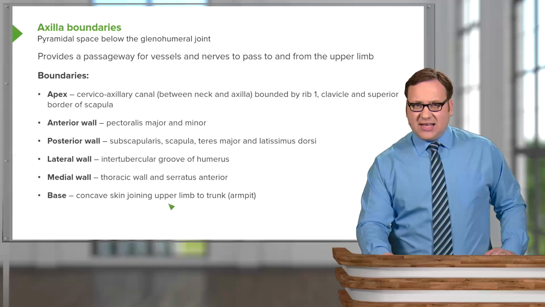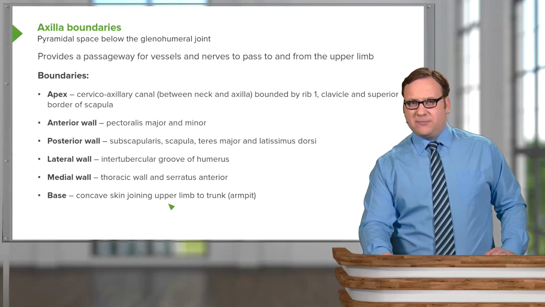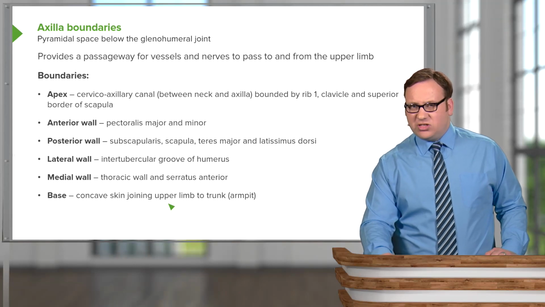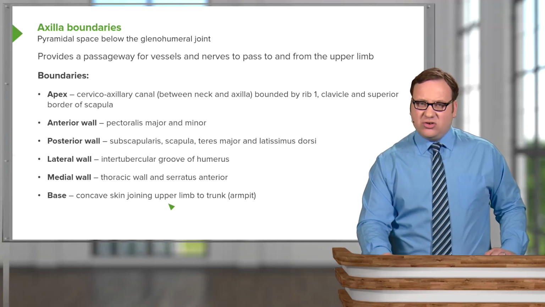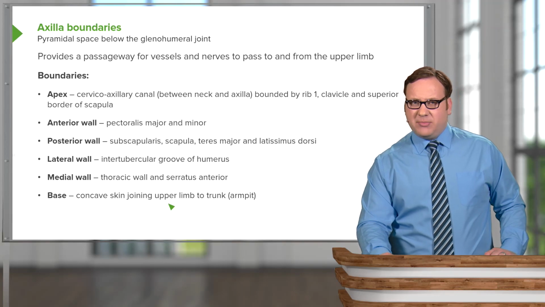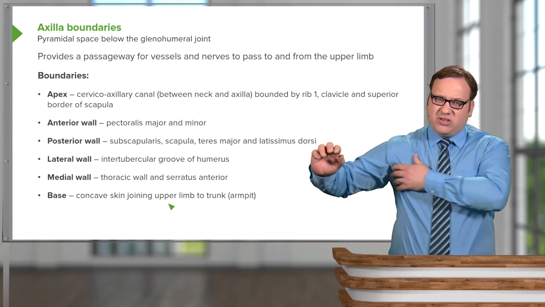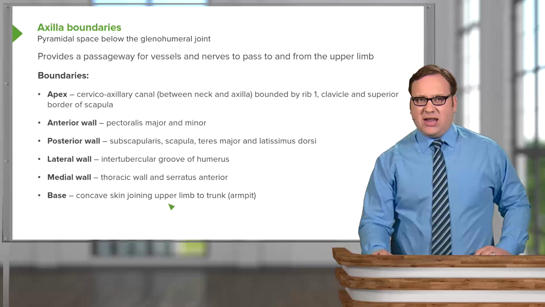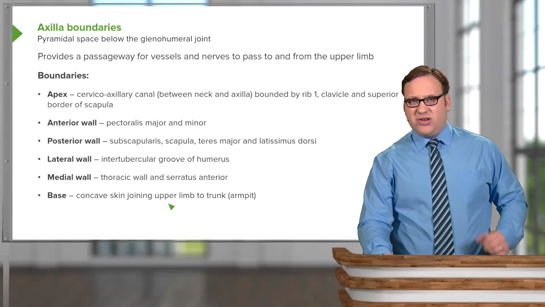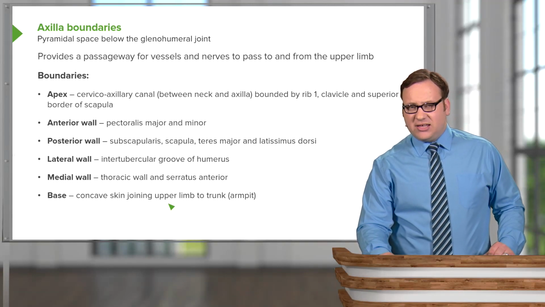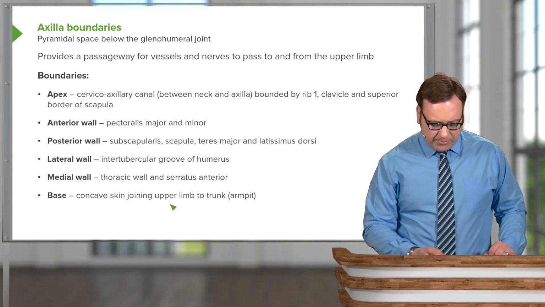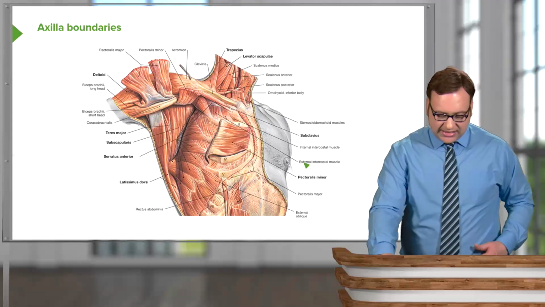The base is the concave skin joining the upper limb to the trunk. So those axillary folds of skin that pass from the trunk medially to the arm laterally. You can physically hold on to these pieces of skin as they're passing from the chest wall to the upper limb. These form the base, and you can put your hand, therefore, within these folds of skin, and that is your armpit. So we can see this in a bit more detail here.